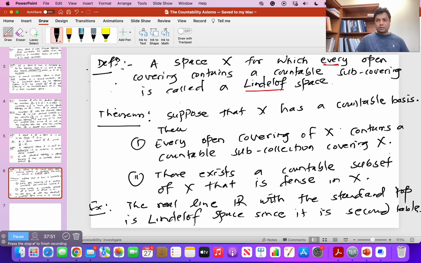I think a little bit earlier I said that the condition for Lindelöf space is stronger than the condition for compactness, but that's not true. Sorry for that. Remember, the condition for compactness is stronger than the condition for Lindelöf space.